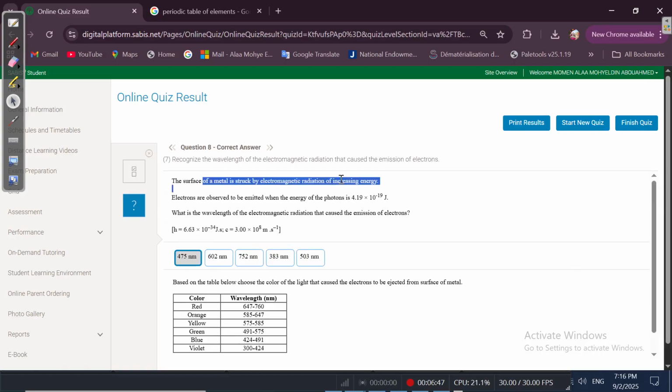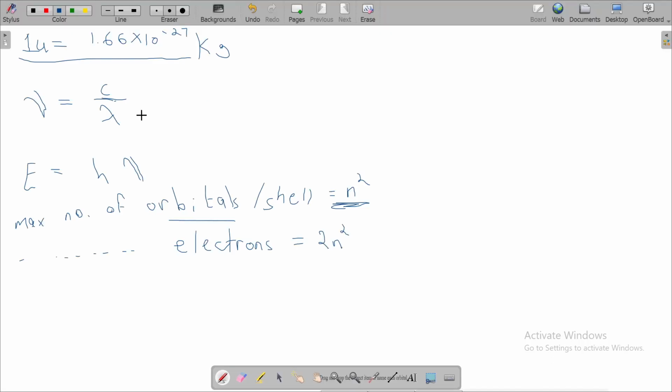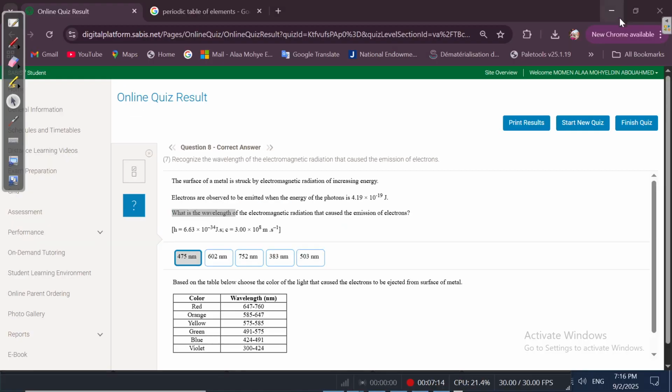Next, the surface of a metal is struck by electromagnetic radiation of increasing energy. Electrons are observed when the energy of the photons is 4.19 times 10 to the minus 19 joules. What is the wavelength? Okay. So obviously, here I have formulas. This V represents the frequency in hertz. This C represents the speed of light in vacuum. And this is the wavelength. The energy of one photon is equal to Planck's constant times V, the frequency. Let's write them down. So the energy equals hv, and V equals C over lambda.